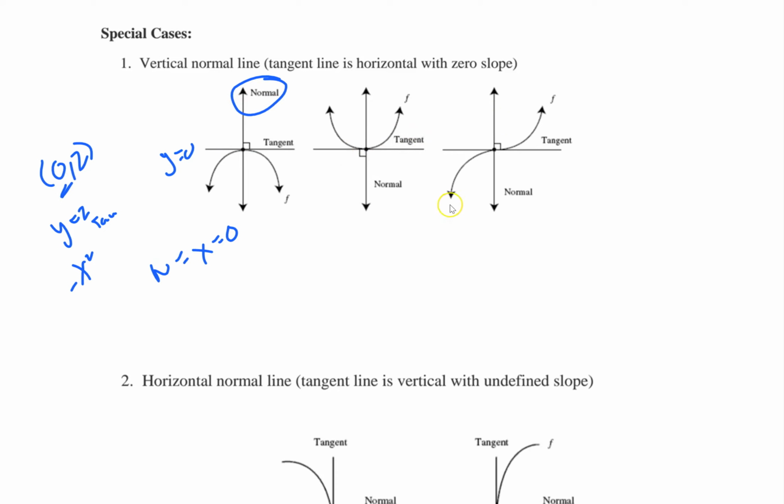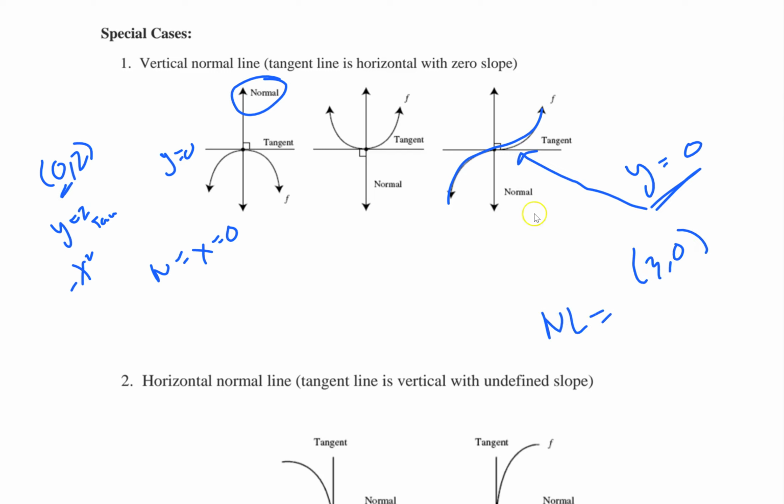And remember, also if it's an x cubed graph, let's say you found your tangent line was y equals 0. Well, plug it into the equation to figure out what the x value is, and let's say you get like 3, 0. Well, the normal line is just that thing, the x value, x equals 3. And it can work the other way also.